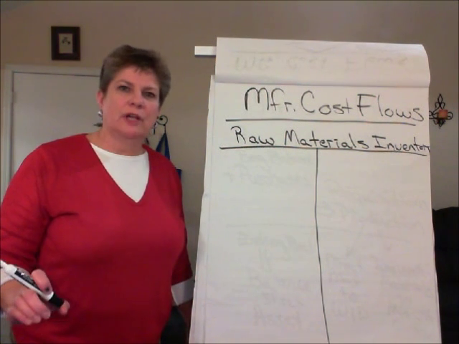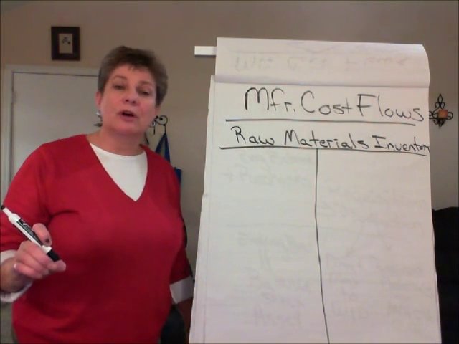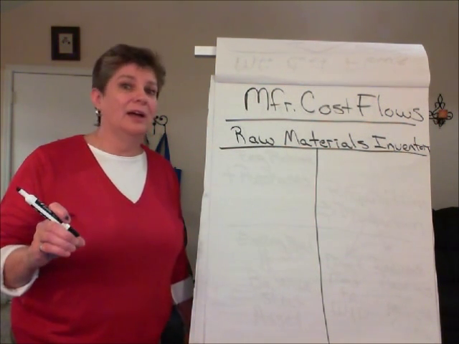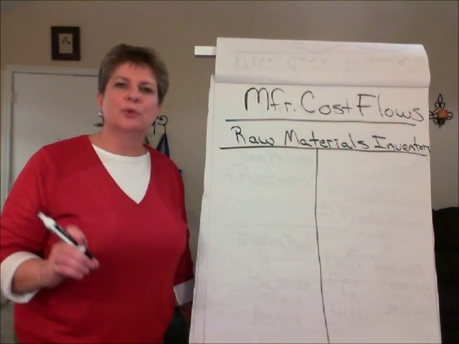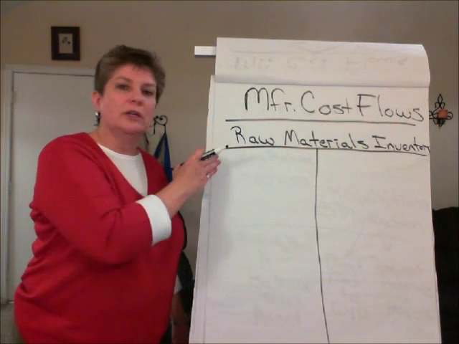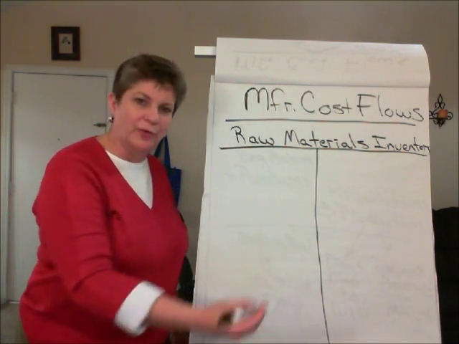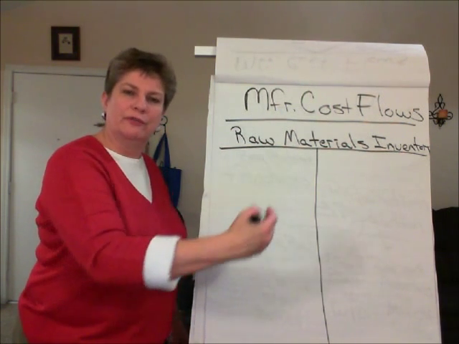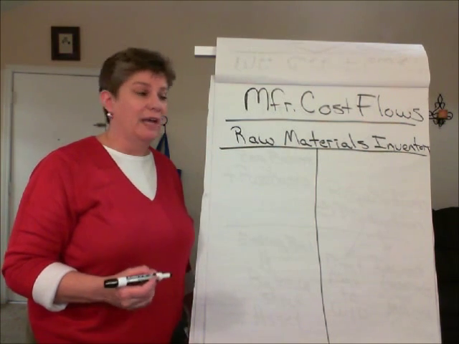Now, the cost flows for a manufacturer start with the same item that the production process starts with, and that is with raw materials. So we're going to look at raw materials inventory first and see how costs flow through that inventory, and then follow through to the next two inventory accounts of a manufacturer.